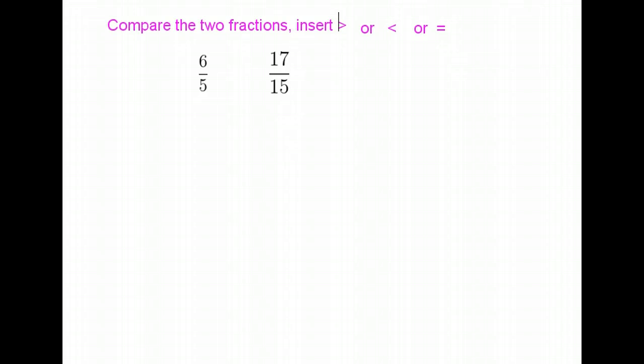Now 6 over 5 and 17 over 15, they are unlike fractions. But if I make them like fractions, then the comparison would become easier. By the way, 3 over 3 is nothing other than 1, so we are not changing this fraction when we multiply it by 3 over 3. But in doing so, we are going to make the denominator 15. So that makes the denominator 15 and the numerator is 18.